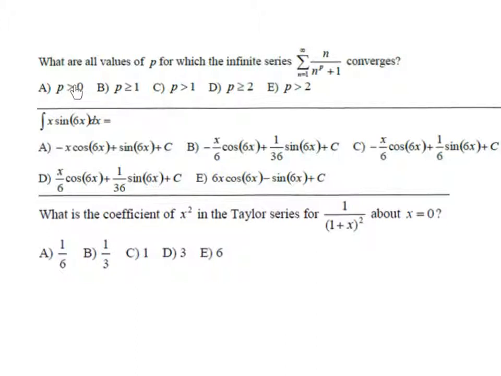If p is greater than 0, that's not going to work because potentially we have more power on top. If p is greater than or equal to 1, that's not going to work because we have the potential for the same power. If p is greater than 1, well, n over n to the 1.1 isn't going to converge. The power difference needs to be bigger than that. Greater than or equal to 2 is tempting, n over n squared, but that would reduce to 1 over n, which is divergent. So it actually has to be greater than 2.